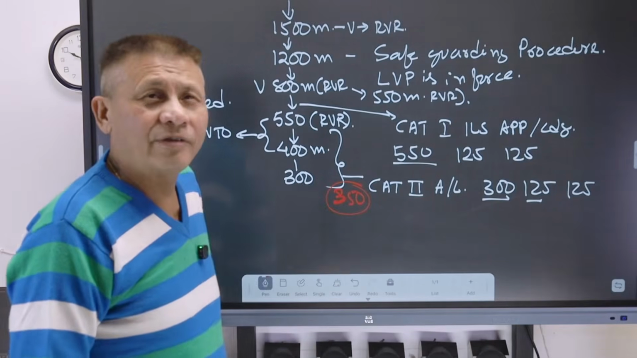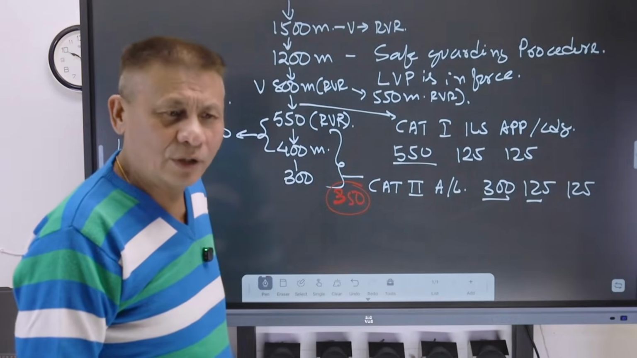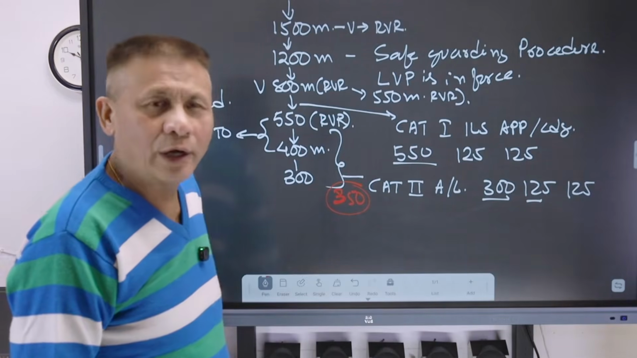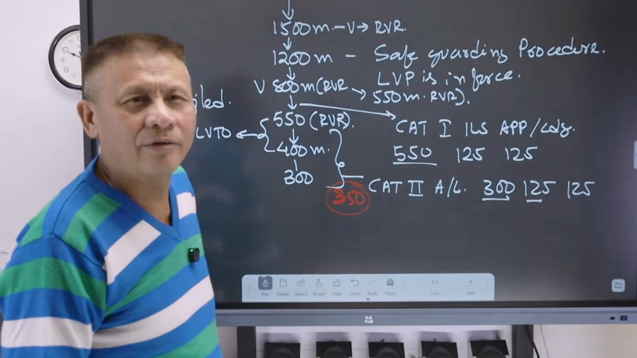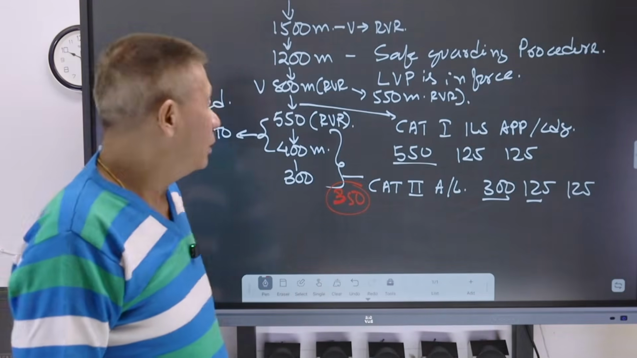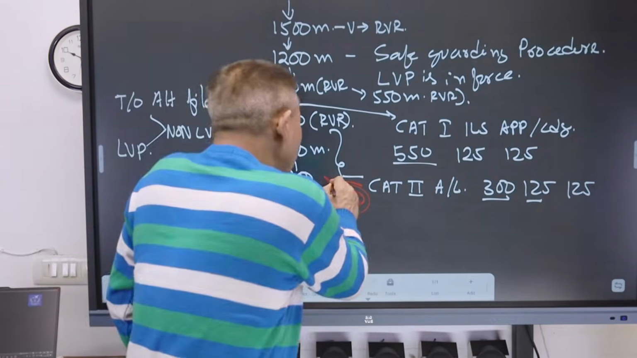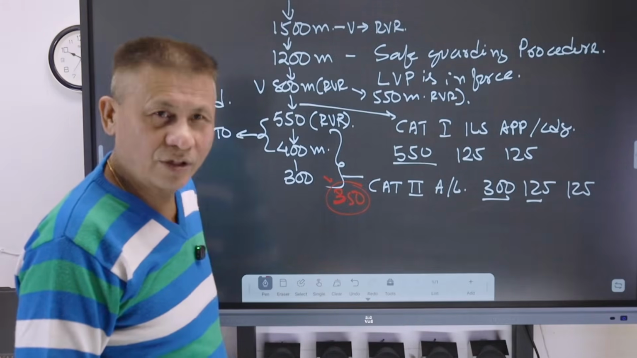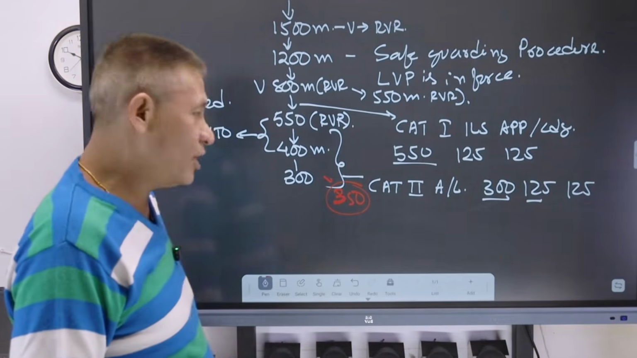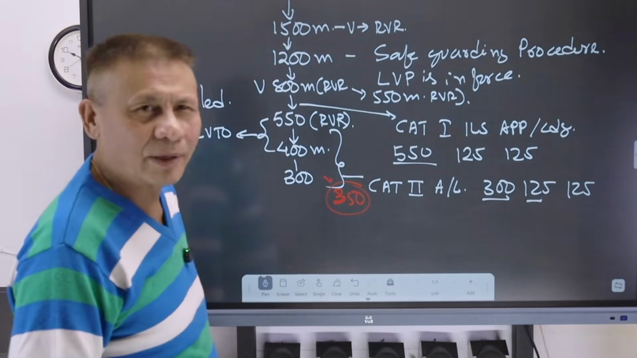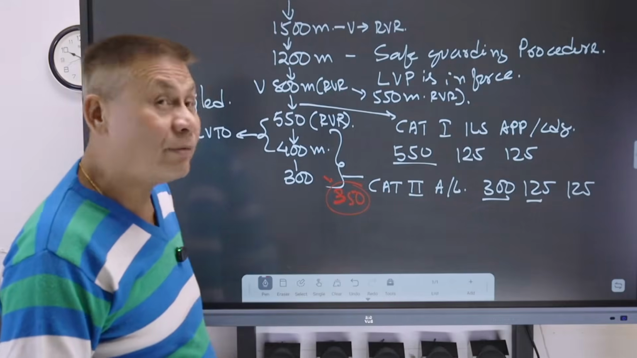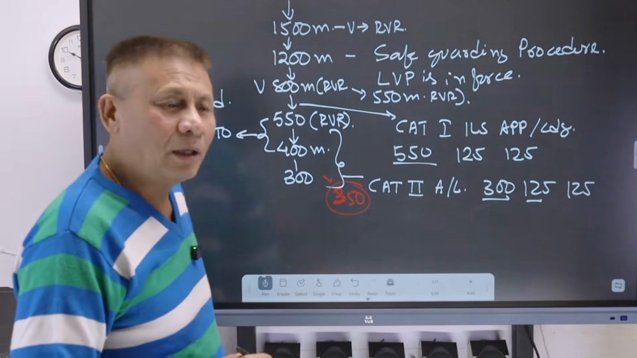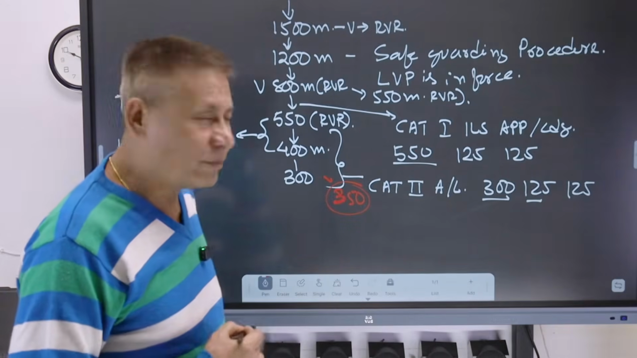Or in case your airline is a new airline which does not have much experience in operation of category 2, your regulator may give initial clearance to operate category 2 operations when the touchdown zone RVR is 350 meters. These are the specific cases, but generally it is 300, 125, and the 125 if reported becomes relevant. And the controlling RVR will be the least out of these three.